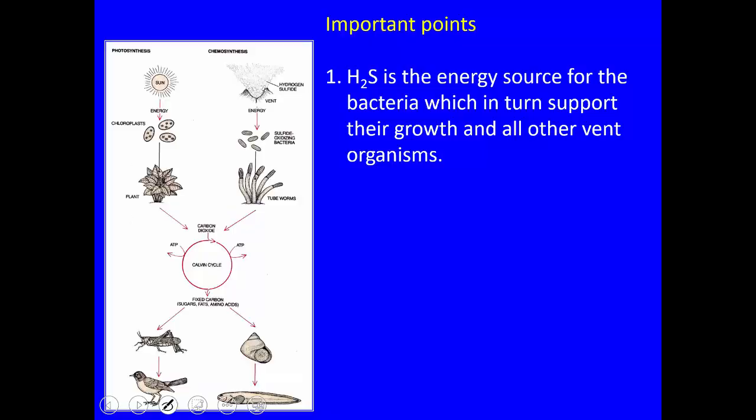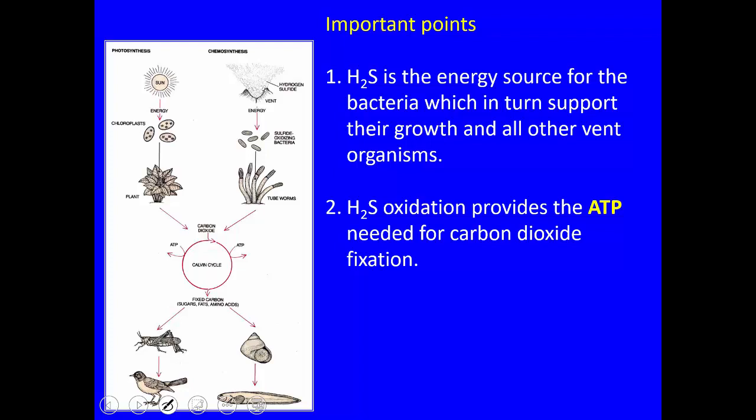Okay, so what should you know from all this? Well, you should have known already before this short lecture that hydrogen sulfide is the energy source that's used by these bacteria. And these bacteria in turn are the prime producers. They support their growth from the H2S. They use that H2S for energy. They make ATP from it. And that's necessary for carbon dioxide fixation. Of course, these bacteria are the prime producers and are the base of the food chain and support all the other vent organisms that we see there.